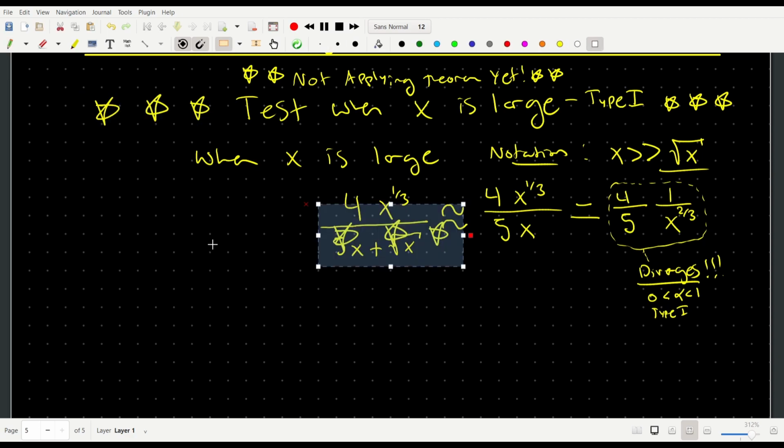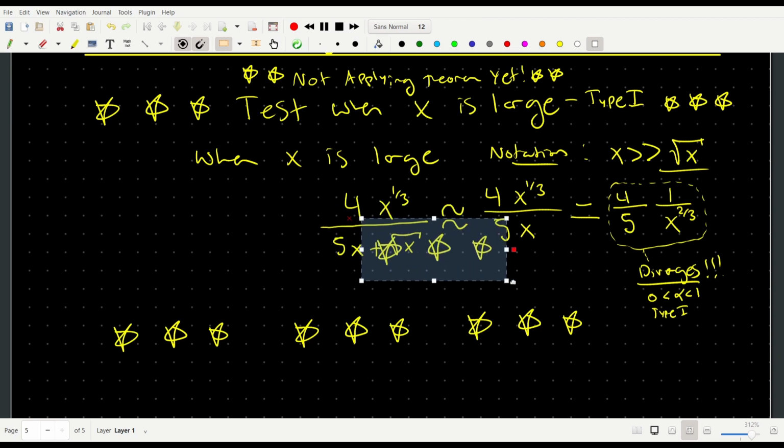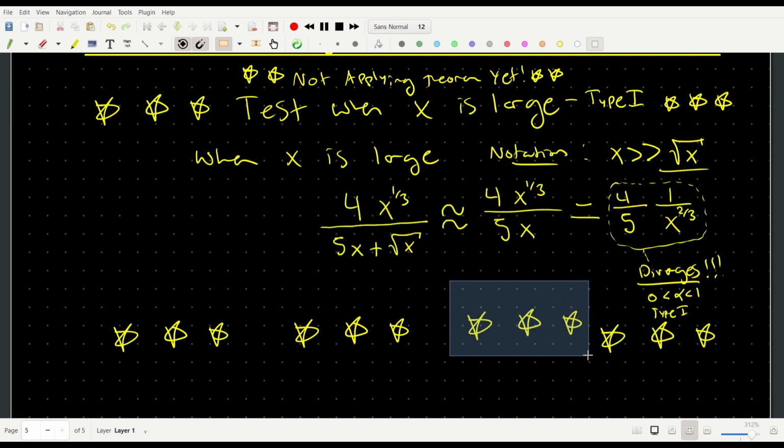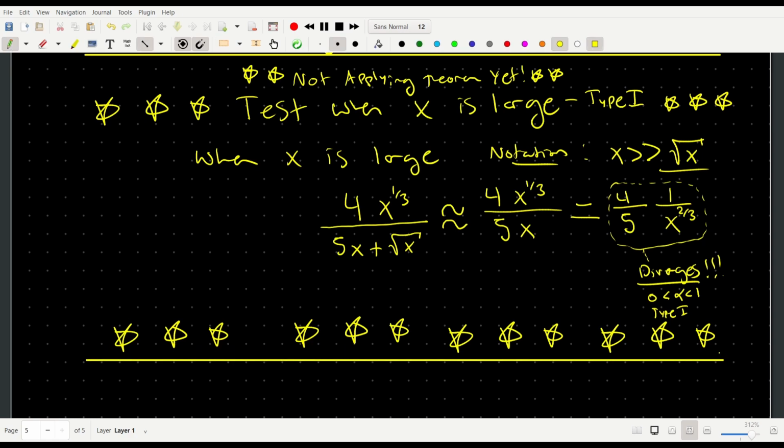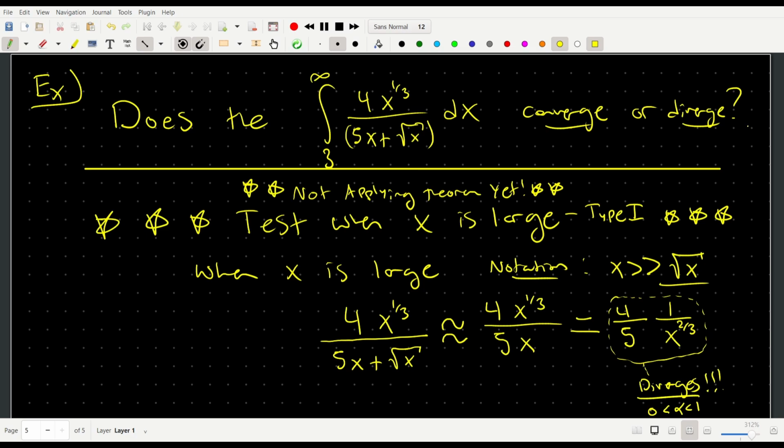Now again, I want to point out very heavily here that I have not done any convergence tests. This is not good enough for proving the divergence of our integral. It just gives us some idea of what we should expect when we actually apply this test, and it is a good rule of thumb and good practice to figure out whether or not you expect the integral to converge or to diverge.